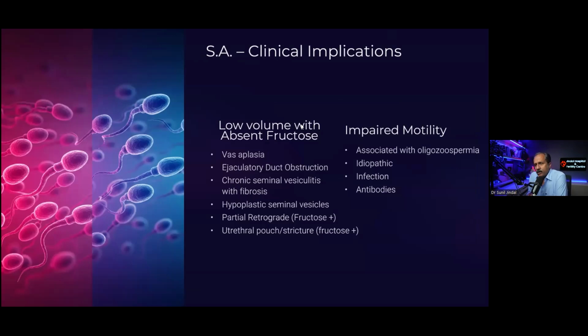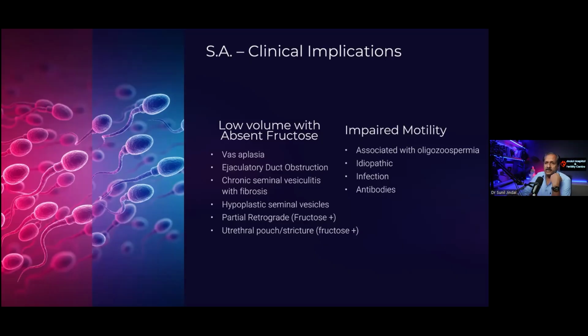Now let me talk about the clinical applications. It is low volume with absent fructose. Now supposing you get a report in which you have a volume of 0.3 ml and fructose is absent, it means either there is a vas aplasia or ejaculatory duct obstruction, chronic seminal vesiculitis, hypoplastic seminal vesicle. Partial retrograde, but fructose will be present, and urethral pouch or strictures, fructose will be present.